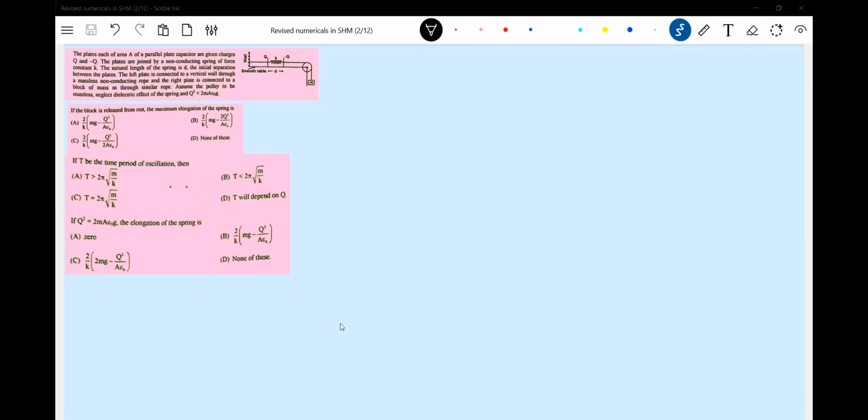Work done by, so when the block moves down, work done by the buoyant force will be negative. When the block is ascending up, work done will be positive.